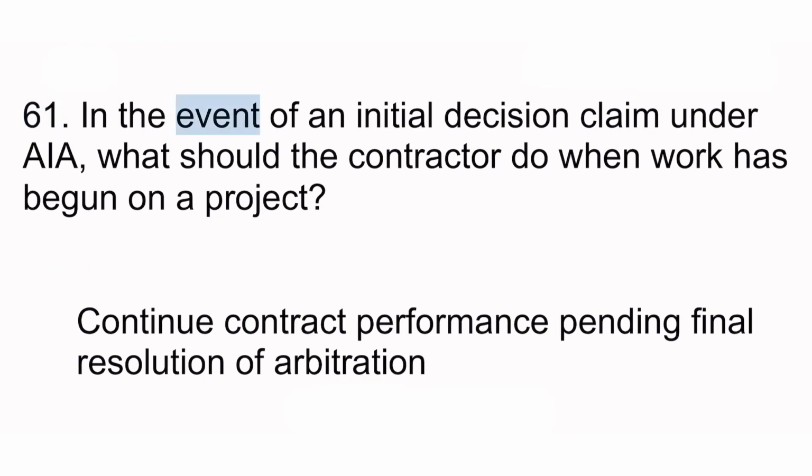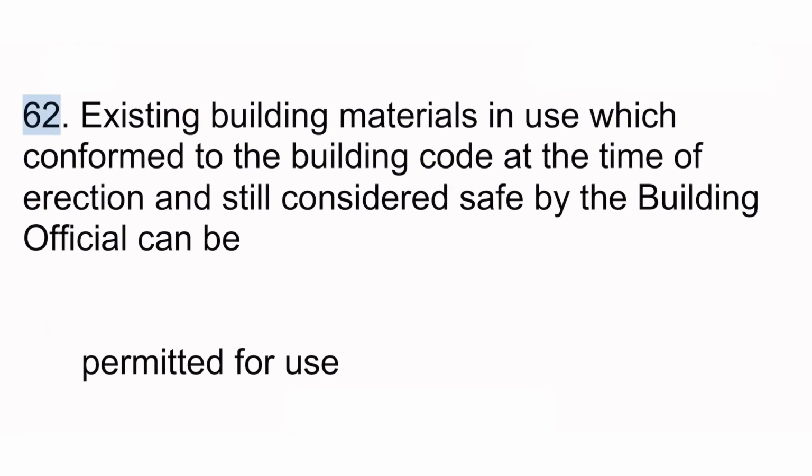61. In the event of an initial decision claim under AIA, what should the contractor do when work has begun on a project? Continue contract performance pending final resolution of arbitration. 62. Existing building materials in use which conform to the building code at the time of erection, and still considered safe by the building official can be permitted for use.